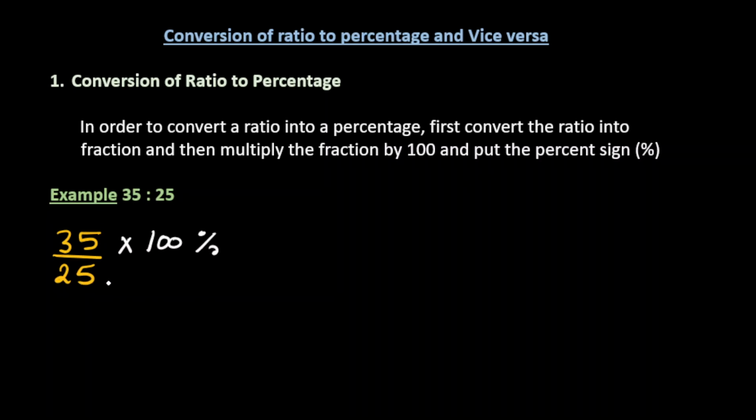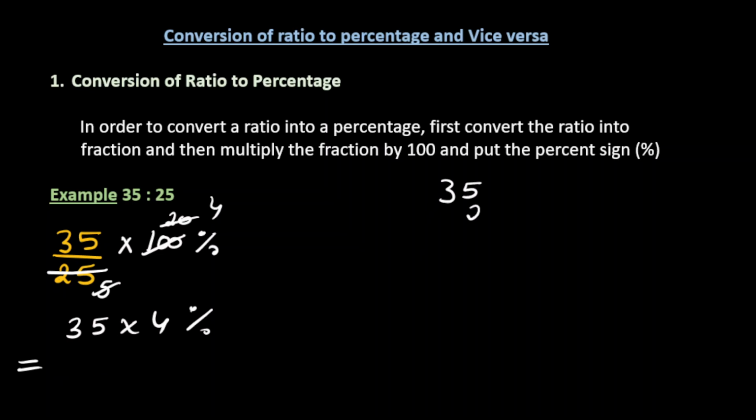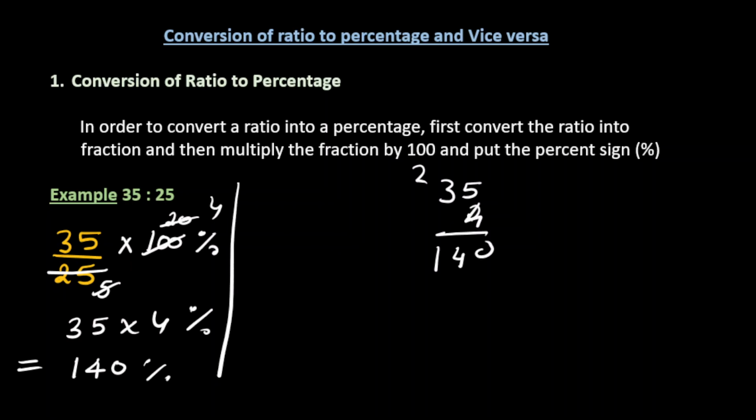Now we can do cancellation here. If we do cancellation, directly we can do 5 into 5, 25, 5 into 20, 5 into 1, 5 into 4. So 35 into 4 we can multiply. 5 into 4, 20. 3 into 4 is 12. 12 plus 2, 14. So this is equal to 140 percentage. So what we did, we just multiplied with 100 and wrote the percent symbol. One more we'll do for practice.